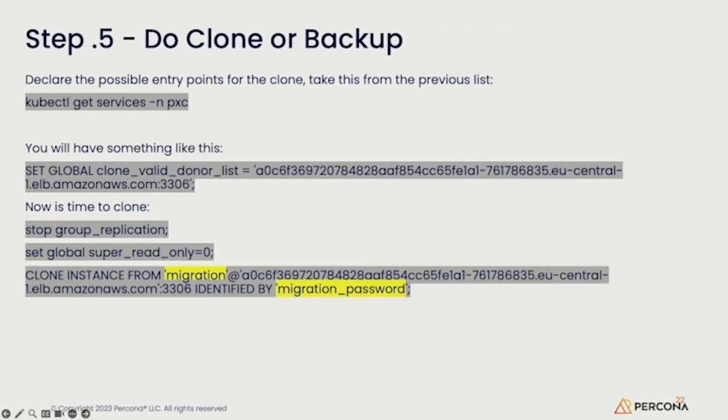And once we are there, we use kubectl to query the service for the PXC. We copy the address of the node we want to connect to, and we set it as a valid clone donor. Then stop group replication and set global super_read_only to 0, because when you stop group replication, the node automatically enables read-only. Then we run clone instance, and that's it. At that point, the clone operation will start.